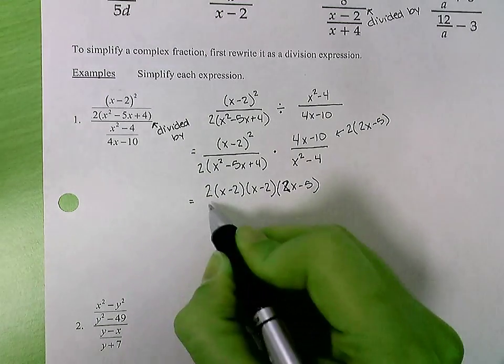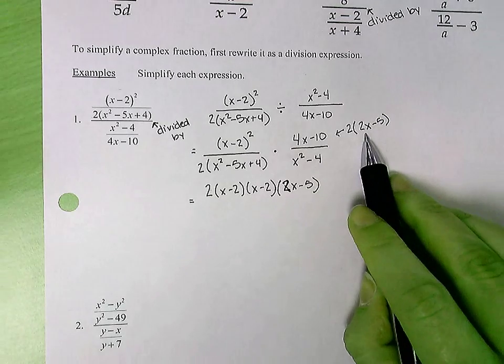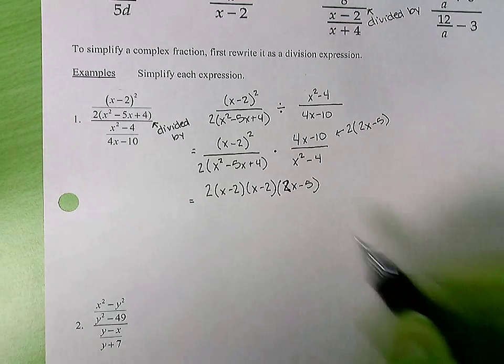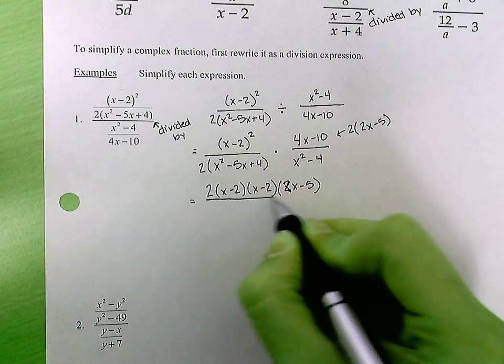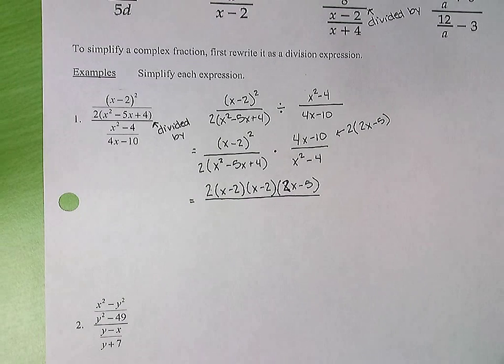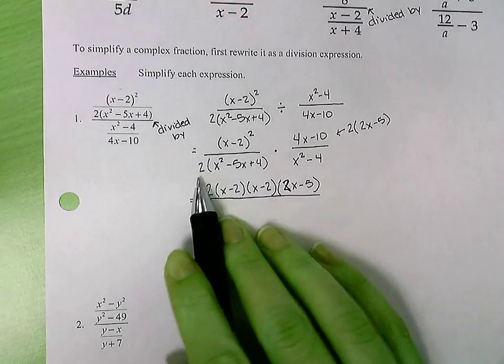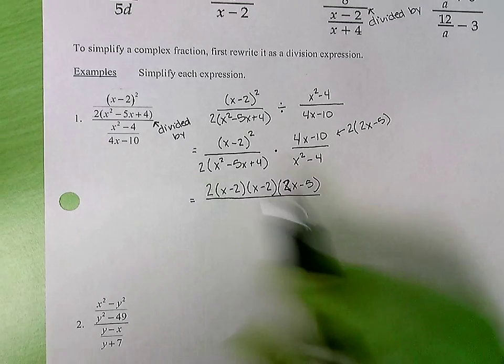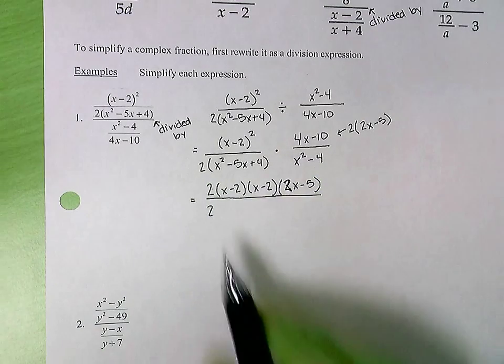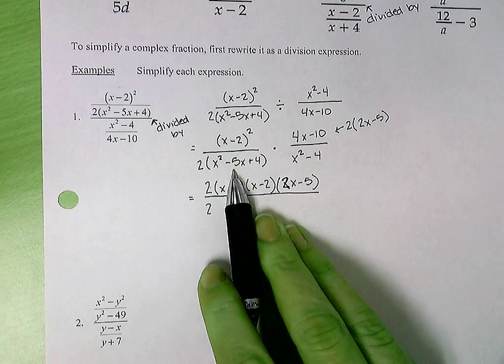Is that just x minus 5? 2x minus 5. That's over, in the denominator, I have this 2. So I'm going to rewrite that 2. Next, I need to factor this trinomial.